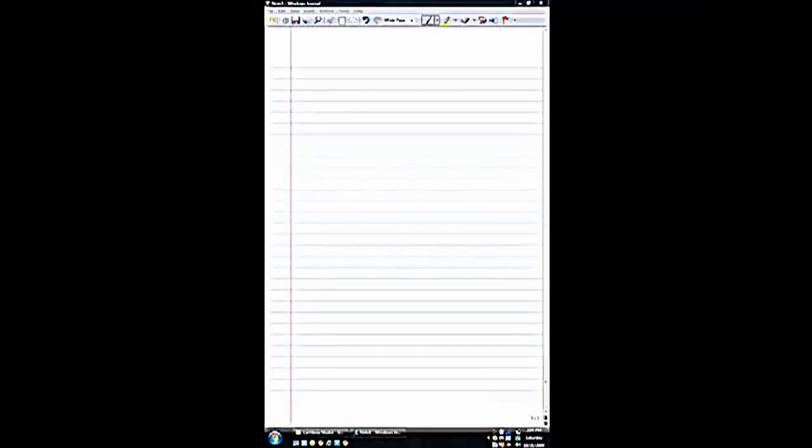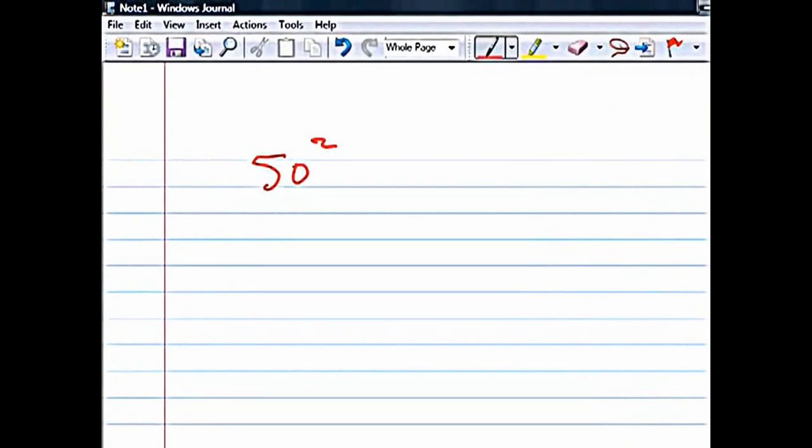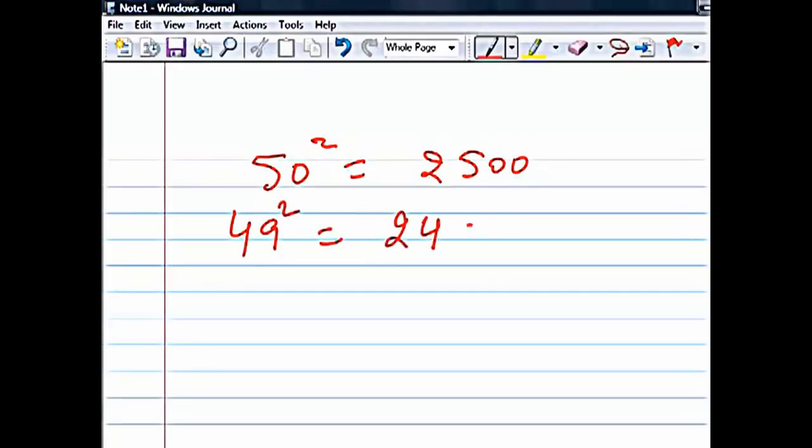Hi guys, today I will tell you an easy way to do the square of any two-digit number near 50. Let's start first with 50. 50 square is 2500. If I have to do the square of 49, all I have to do is subtract 1 from 25, that will be 24, and add the square of 1, so that is 2401.